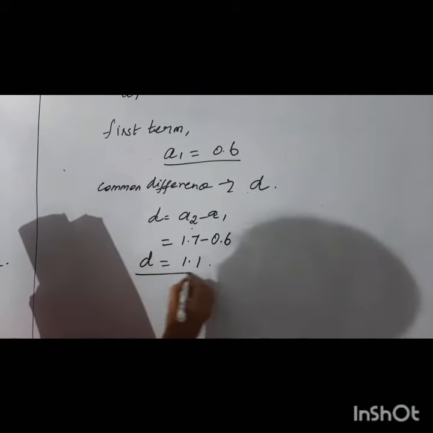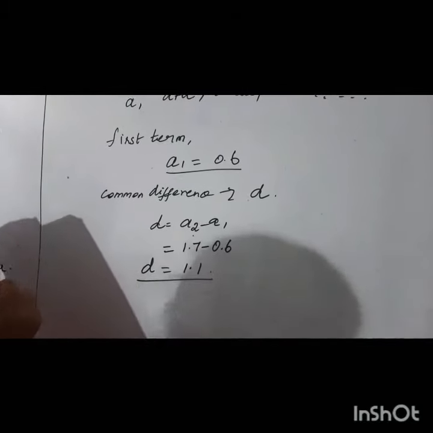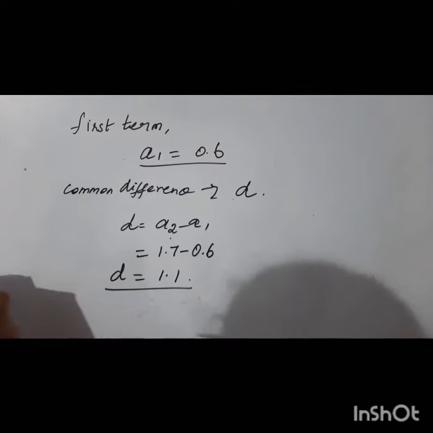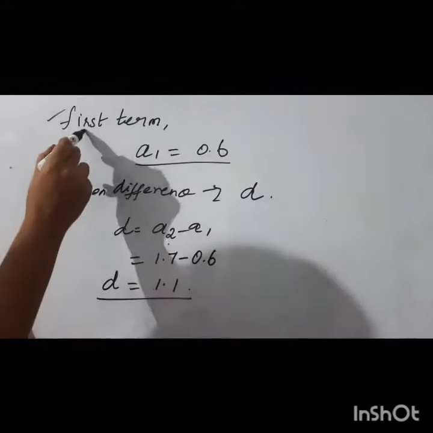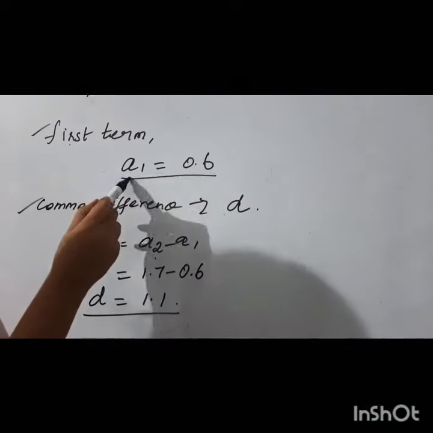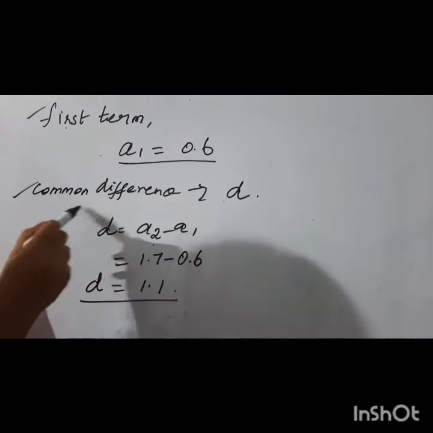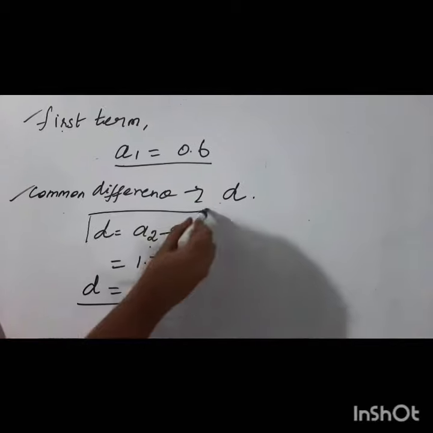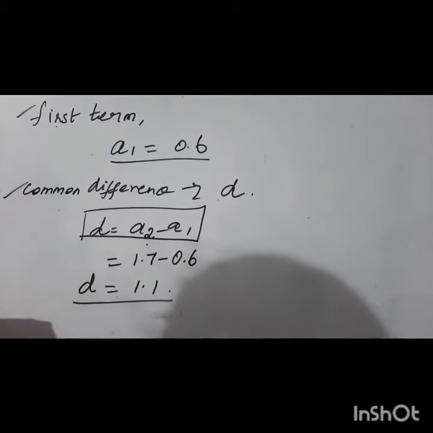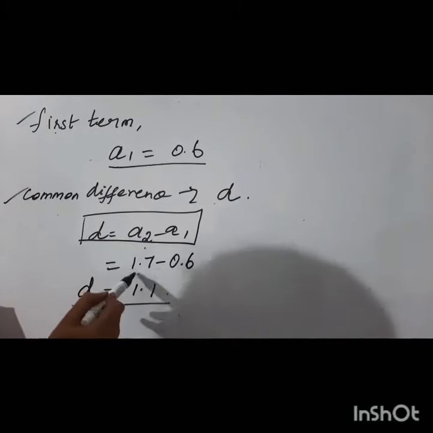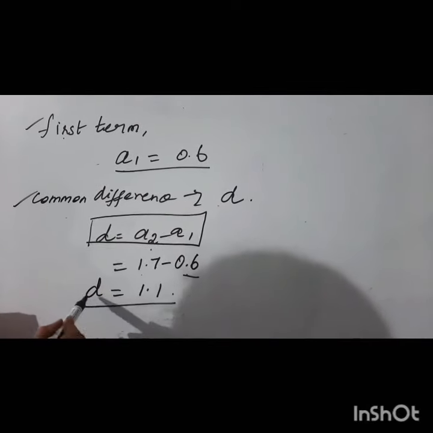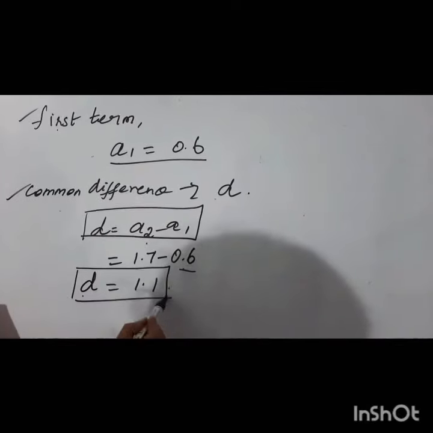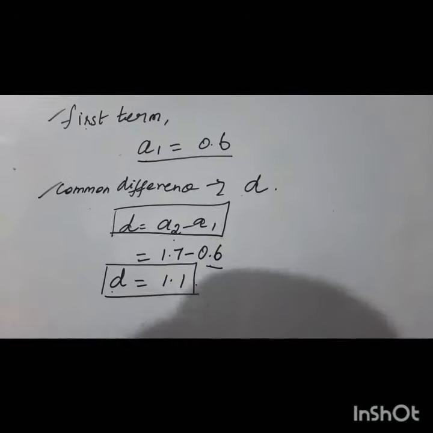What is your common difference? Your common difference for the fourth sum is 1.1. They asked us to find out the first term and the common difference. First term is nothing other than the first number, which is 0.6, and for the common difference, we have a formula, D is equal to A2 minus A1. I wrote the second term as well as the first term, and I subtracted the first term from the second, and I got the common difference, D is equal to 1.1.